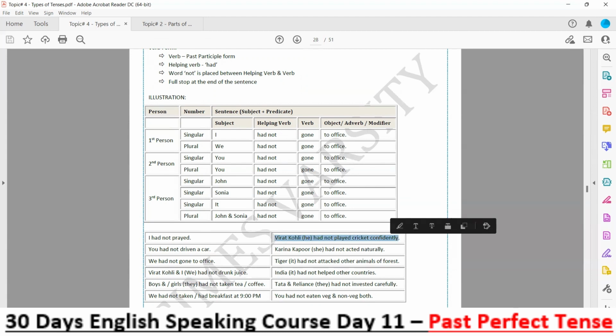Virat Kohli had not played cricket confidently. Virat Kohli did not play cricket well today, did not play confidently. Right. Yes, yes. So Virat Kohli had not played cricket confidently.